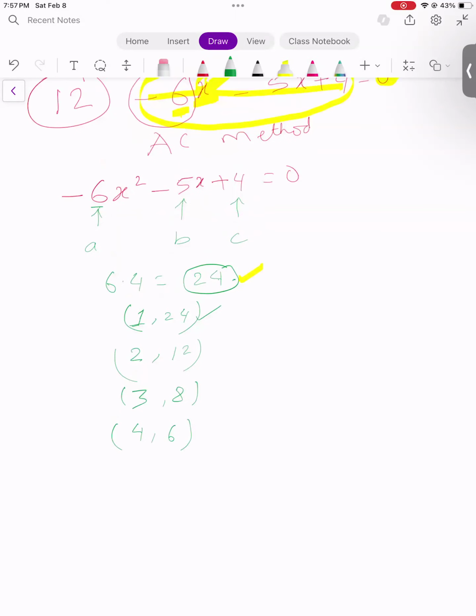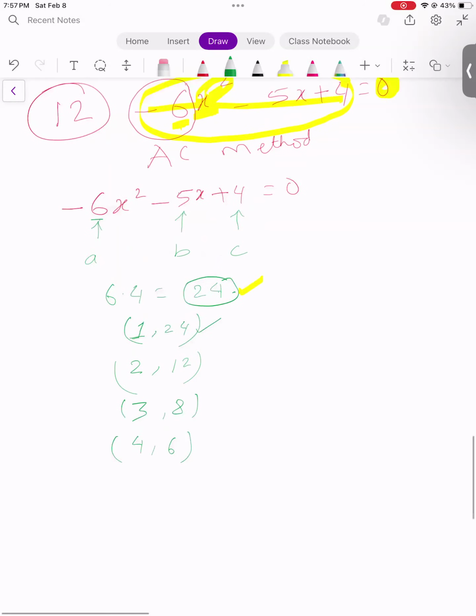Now, out of these pairs of factors of 24, we pick one pair to rewrite our b, which is negative. So we use one pair of factors out of these to rewrite our middle term, which is negative 5x. In order to rewrite, you can add these two numbers, or you can subtract the pair of factors. Now what pair of factors out of these four can we use to rewrite negative 5x?